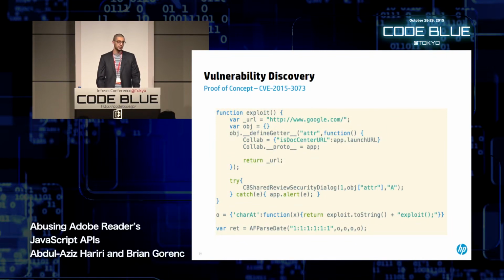Basically, we call AFParseDate, and AFParseDate gives us access to the eval. The eval executes the exploit function. The exploit function contains the code that does the privilege escalation. What I did here is define a new object called collab, overload the isDocCenterURL method, and replace it with app.launchURL. App.launchURL is a privileged function. Then I set the proto of collab to app, which inherits all the properties and methods of app into collab. Finally, I executed CBSharedReviewSecurityDialog with that specific object. That secures me execution inside a privilege block, which lies inside the trusted function. And that's how we can escalate.